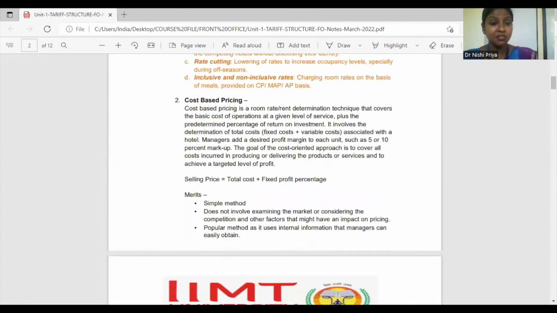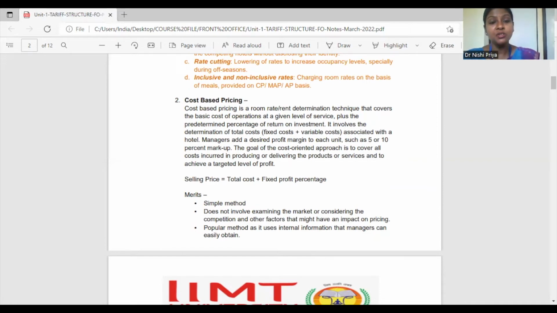Cost-based pricing is another way to establish room rate or room tariff. Cost-based pricing is a room rate determination technique that covers the basic cost of operations at a given level of service, plus a predetermined percentage of investment. It involves the determination of total cost, fixed cost plus variable cost, associated with the hotel.